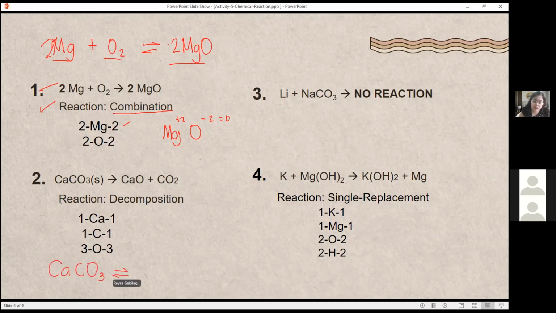And this will give you a hint that this is a decomposition reaction. Kasi sa decomposition reaction, isang compound lang yan and ang goal niya is to separate the components. So automatic kapag ganito ang given, class, decomposition reaction. Okay, decomposition reaction siya.